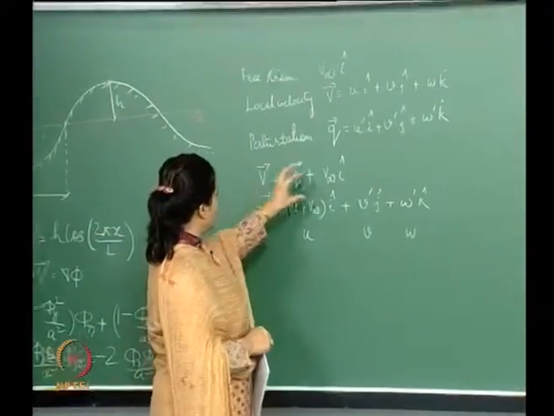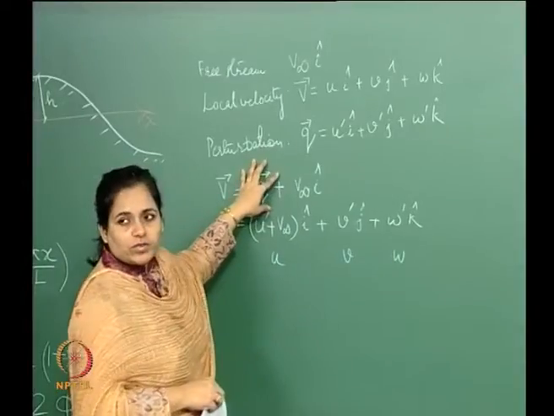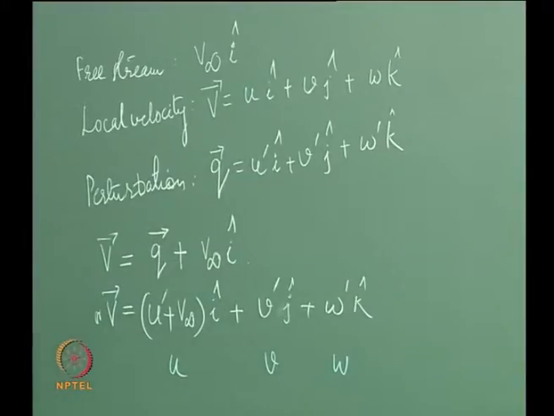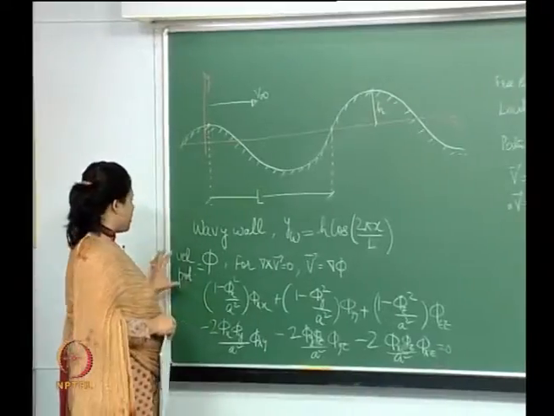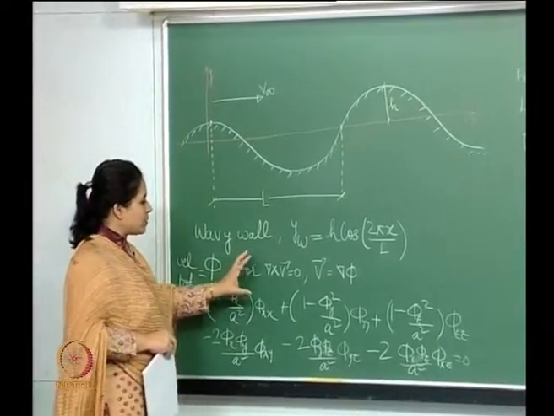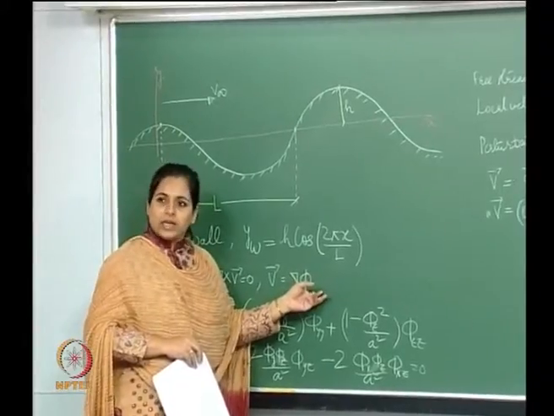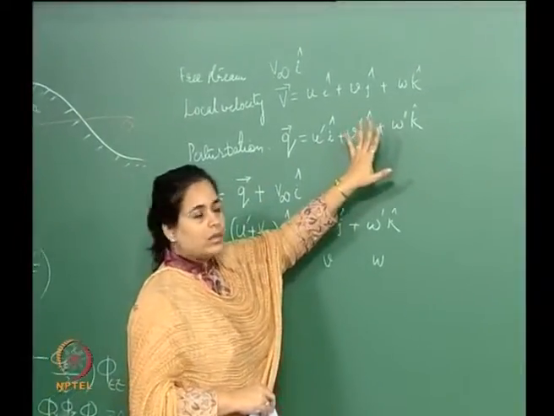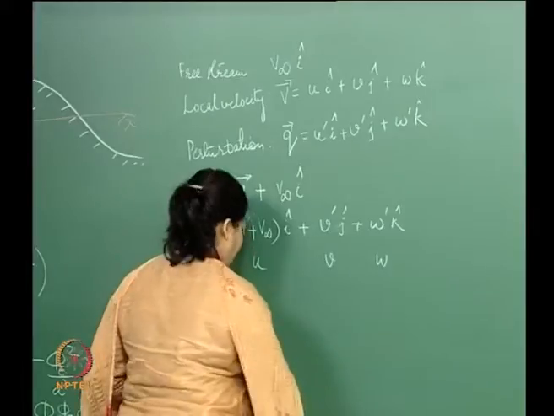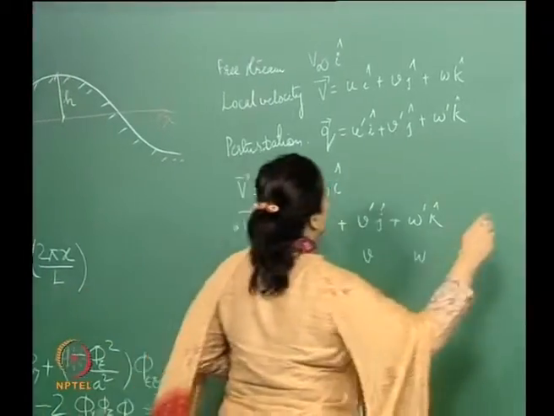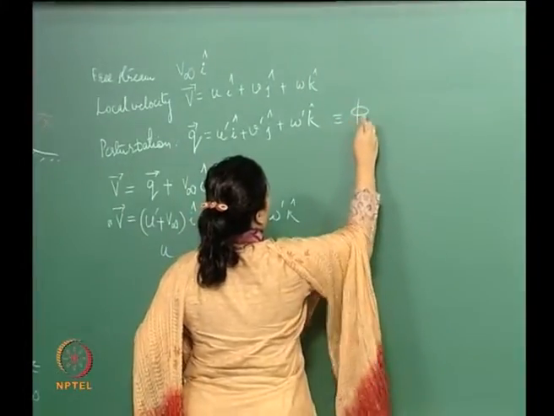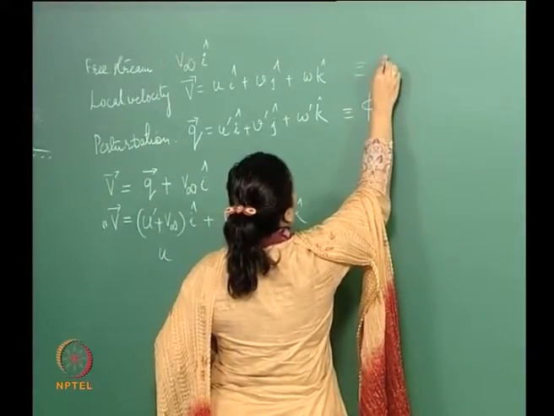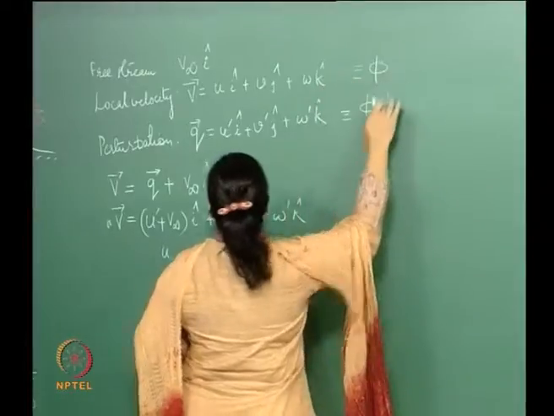So, I have the free stream which is perturbed using this perturbation velocity, and we get the total local velocity. As you can see, if you have a velocity potential like this, you can represent your local velocity in terms of gradients of that potential. Similarly, we can have a perturbation potential corresponding to this velocity. Let us say this is corresponding to a perturbation potential phi p, and this is corresponding to a potential phi.